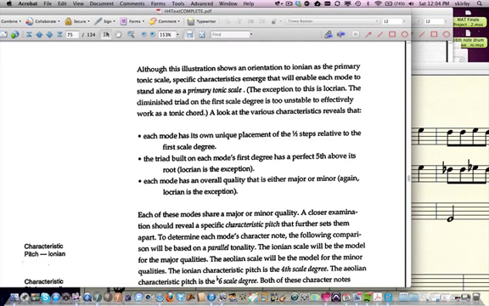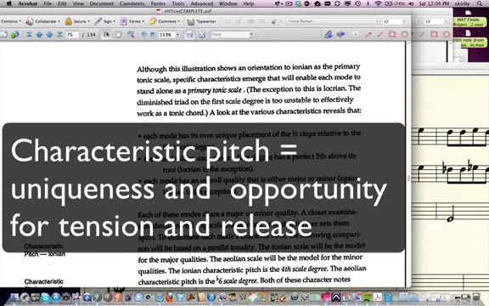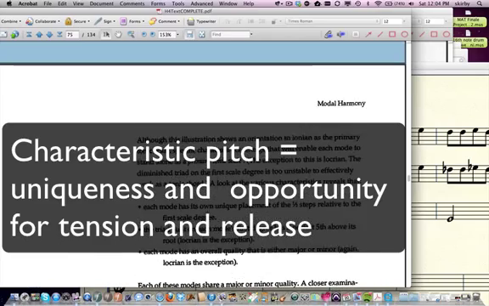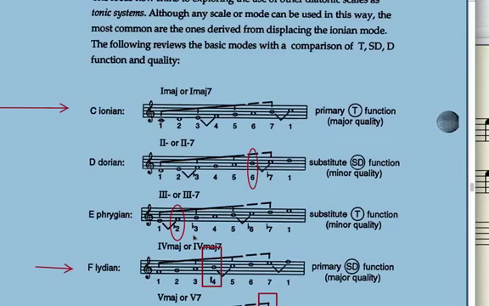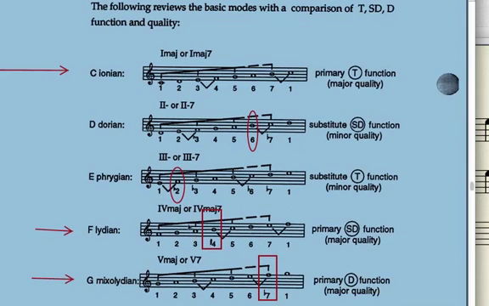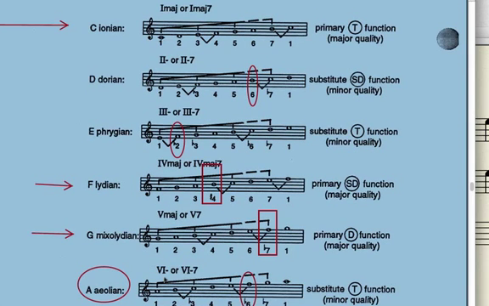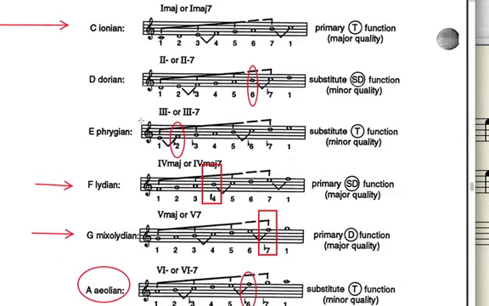And the answer lies in something called the characteristic pitch. The characteristic pitch is something which gives the mode a unique sound in comparison to some other familiar sounds. Maybe the easiest way to think of it is that the Ionian, or the major scale, is the primary major scale, or the most common major scale, and the Aeolian, the natural minor, is the most common minor scale. And if we compare all the other major modes to Ionian, and all the other minor modes to Aeolian, we reveal the characteristic pitch.